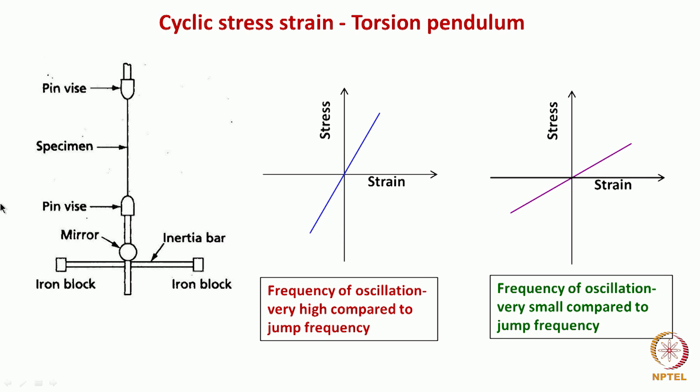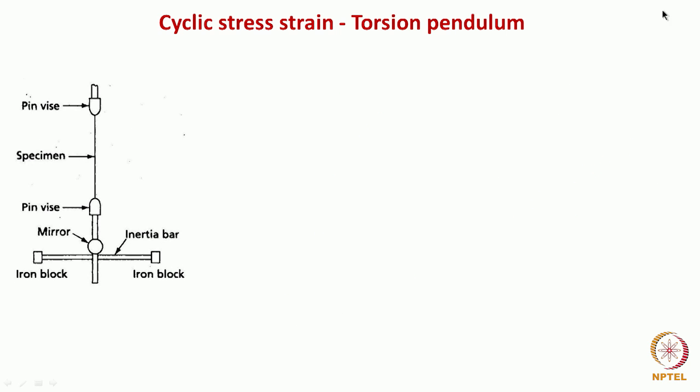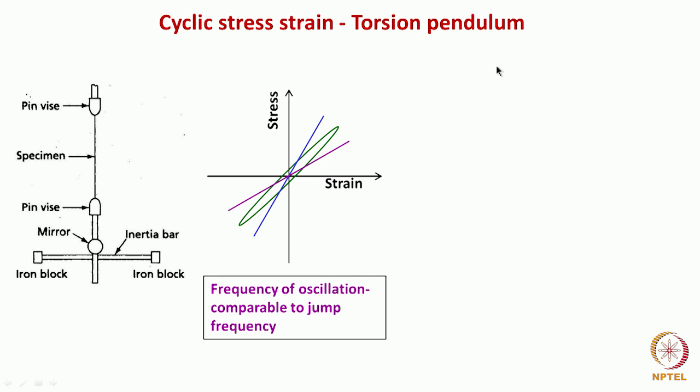Correct? Now let us see the case where the oscillation frequency and the jump frequency are close to each other. In such a situation, what we are going to face is essentially that a hysteresis loop will come. It's not completely able to move, it's trying to move in the direction. So now it will look like a fatigue test. When we do, we get a hysteresis loop. This type of a loop will take place. That is, during each part of this cycle, there is a loss in energy.